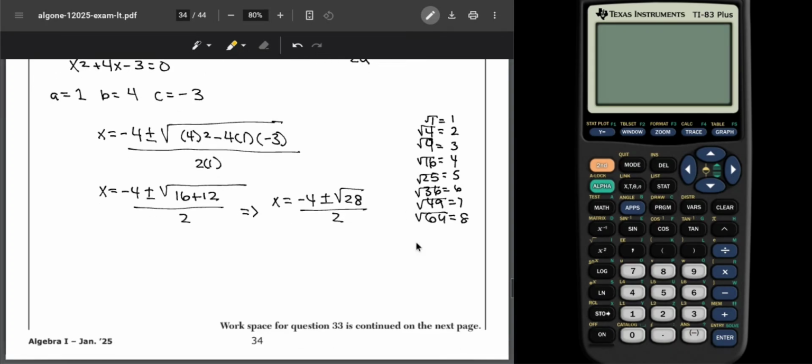But what two numbers, one of them being a perfect square, if we multiply together would give me square root of 28? Well, that would be square root of 4 and square root of 7. Square root of 4 is a perfect square. I know that is going to be 2. Square root of 7 is not a perfect square, but it cannot be broken down any further, so I'm going to keep it as square root of 7. So I'm going to rewrite it as x equals negative 4 plus or minus 2 square root of 7 over 2. Now, I can still simplify this even further.